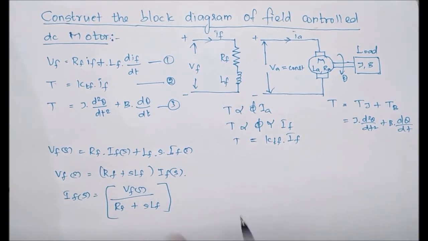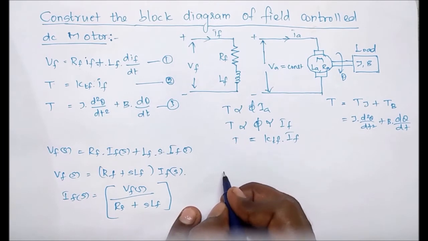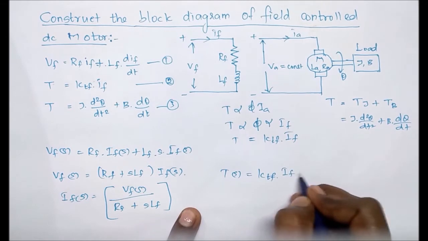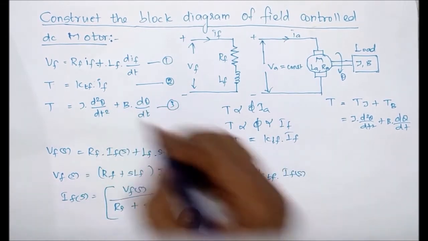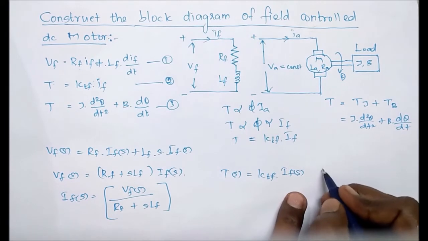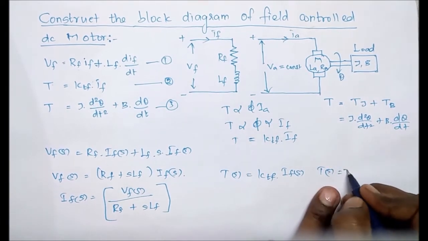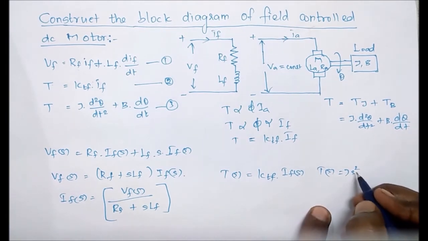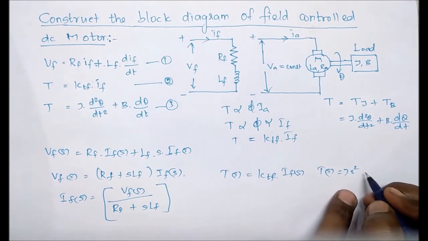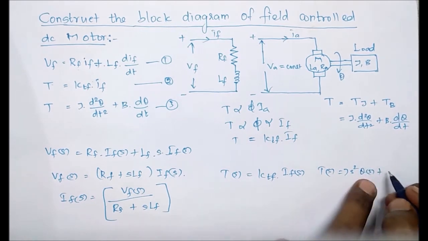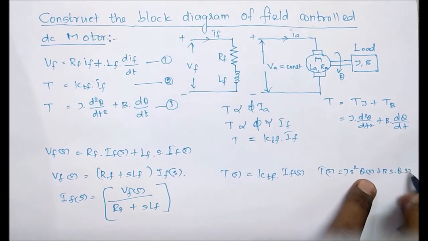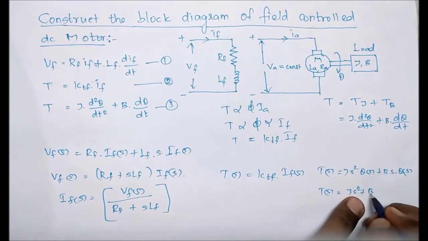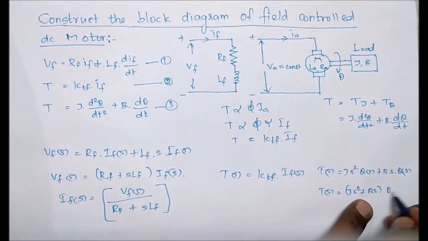Now next we have to consider the second equation, so we have to take the Laplace transform. Therefore T of S equals KTF into If of S. Next we have to take the Laplace transform for equation number 3. So T of S equals J s square. While taking the Laplace transform, for the second derivative we have to use s square. Therefore J s square theta of S plus B, for the derivative s, theta of S. So T of S equals J s square plus Bs, and we can take theta of S outside.